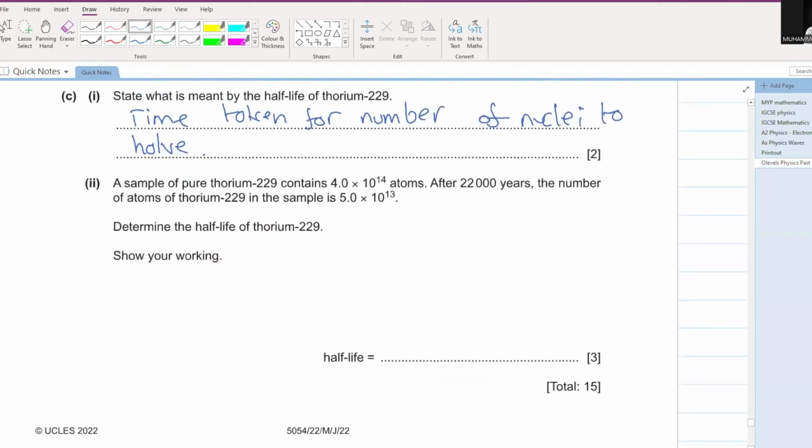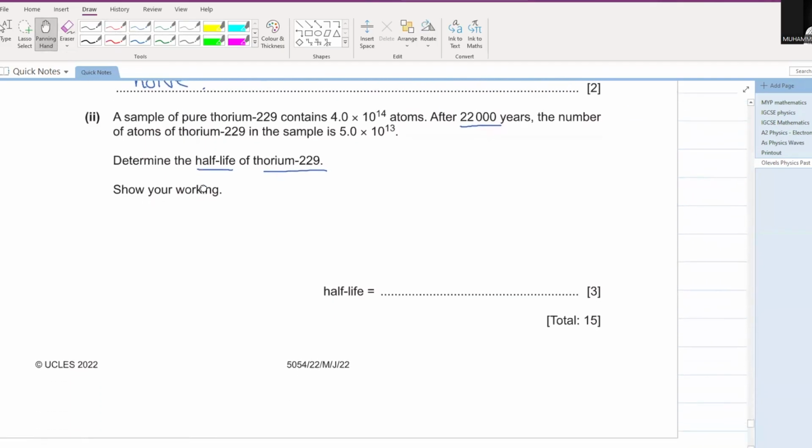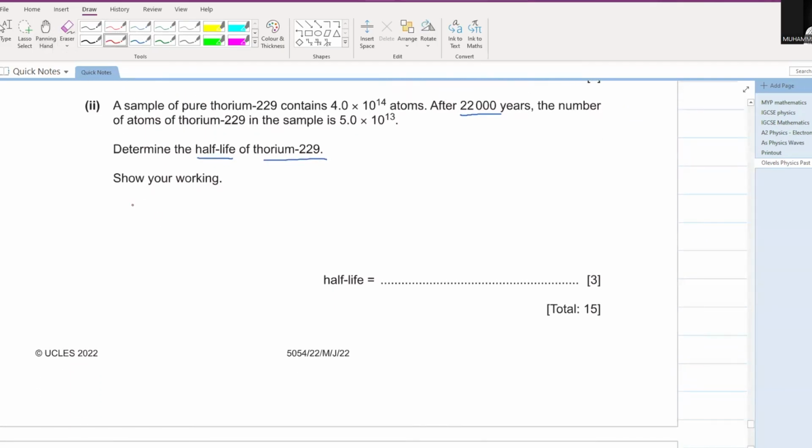A sample of pure thorium contains 4 into 10 raised to the power of 14 atoms. After 22,000 years, the number of thorium 229 atoms in the sample is 5 into 10 raised to the power of 13. Determine the half-life of thorium 229. How will you determine the half-life? Let's start. You had 4 into 10 raised to the power of 14 atoms initially. After one half-life, how many atoms will remain? 2 into 10 raised to the power of 14.